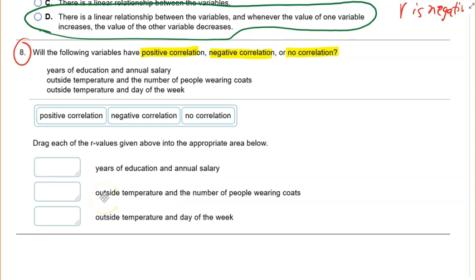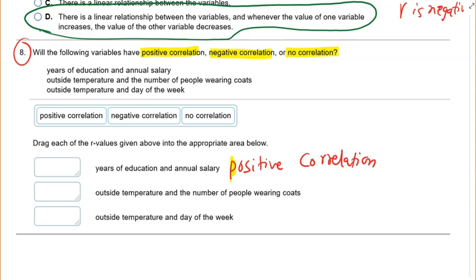Okay, all right. Years of education and annual salary. What do you think? Obviously, if people have more years of education, they have more salary, right? Pretty much these two are positively associated. Therefore, these two variables have a positive correlation.